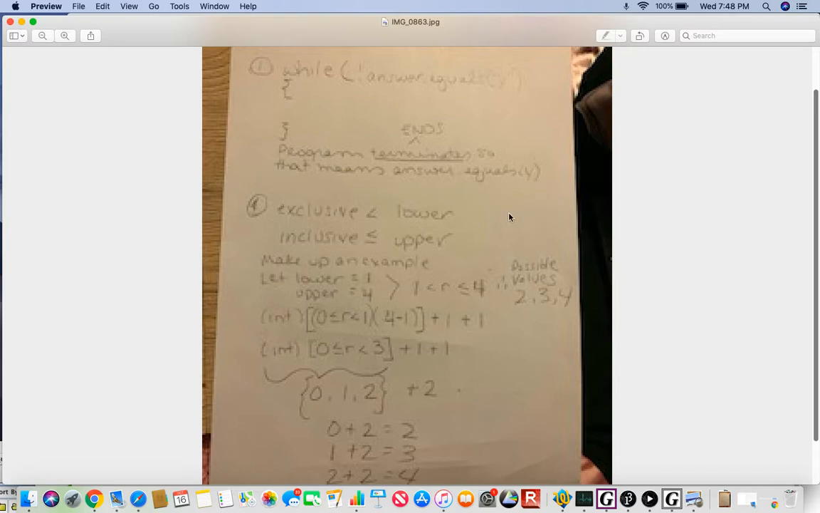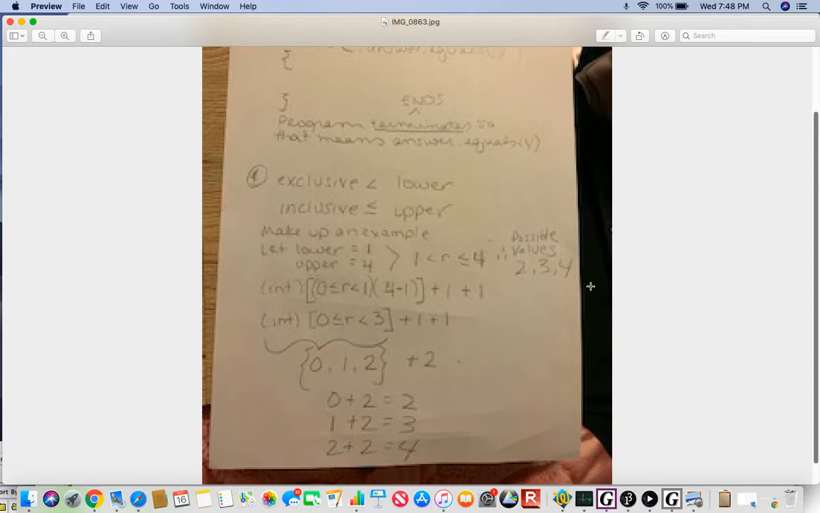Now, for question number four, just to be brutally honest with you, the way to do a problem like this is to kind of come up with an example. So you're told that the lower limit is exclusive, which basically means it's not included. And then the upper limit is inclusive, which means it is included. So we're talking about the difference between a less than and a less than or equal to.